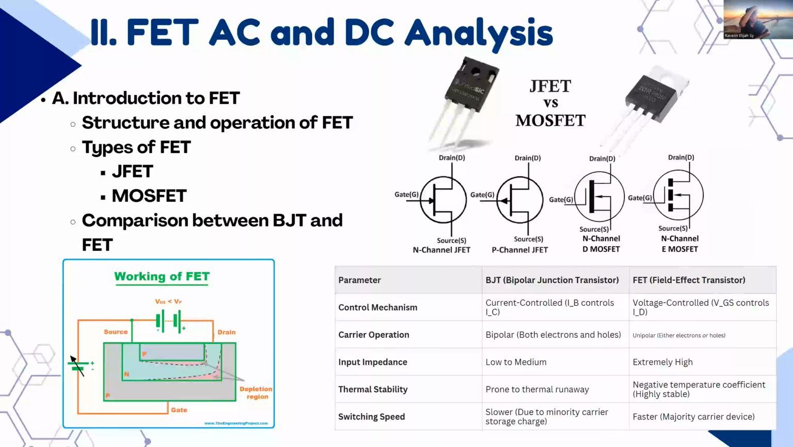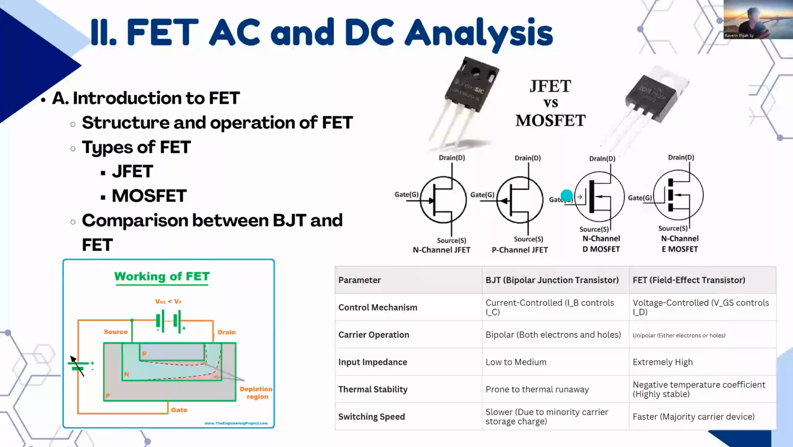So, it is a three-terminal semiconductor device for switching and amplification. Unlike BJT, which is a current controlled device, a FET is a voltage controlled device. Okay? It operates by using an electric field established by a voltage applied to the gate terminal.